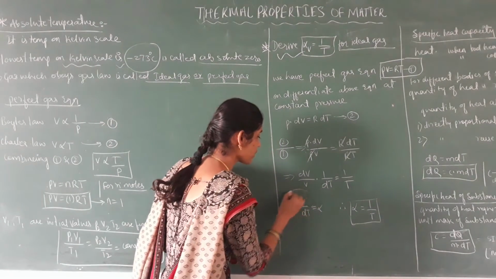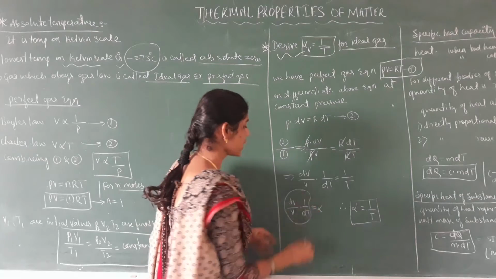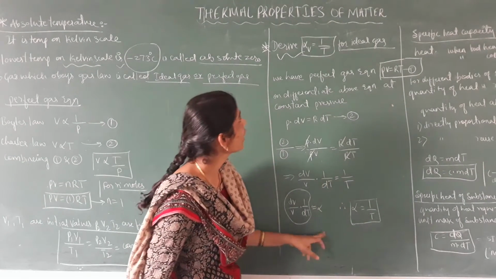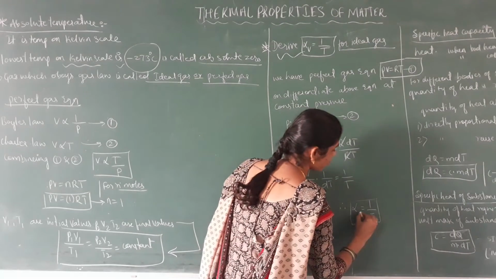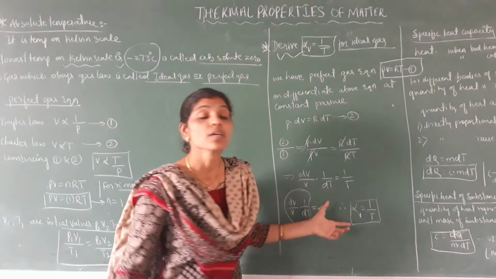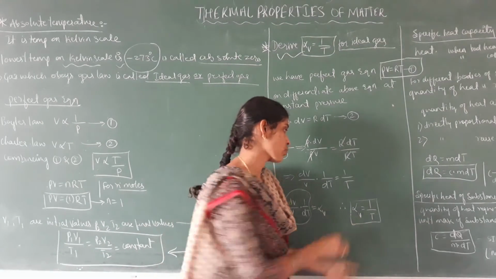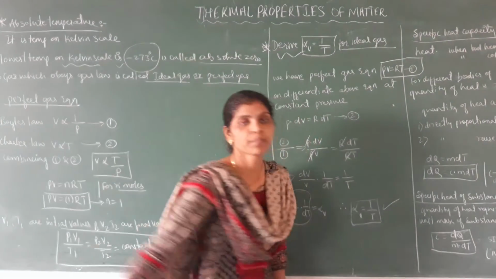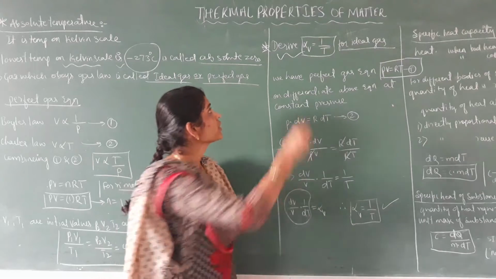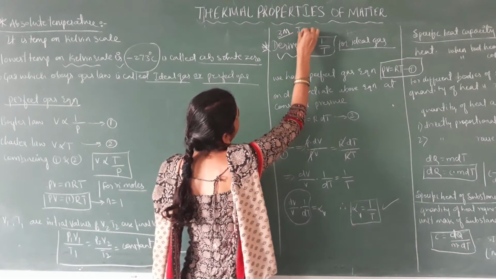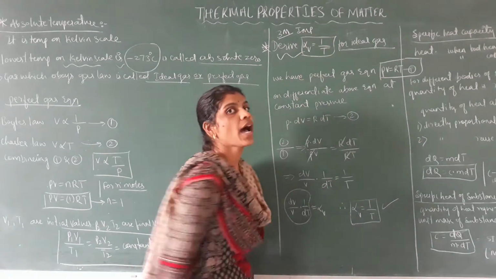From this, dV by V into 1 by dT is kept as alpha V. Means, in order to reduce the equation, we substitute it as alpha V is equal to 1 by T. This is the condition; definitely they may ask it for 3 marks. This is one of the important derivations they may ask.